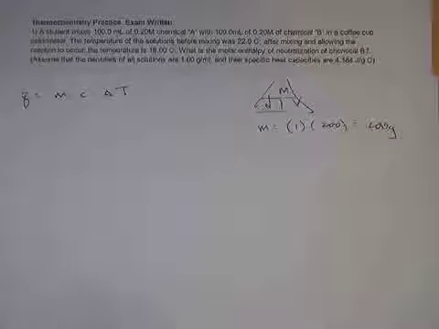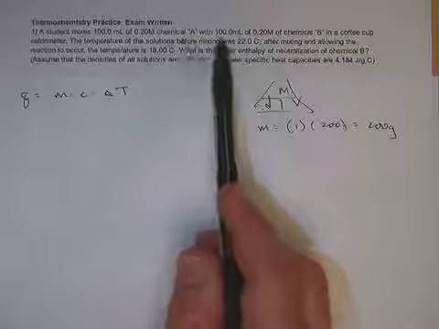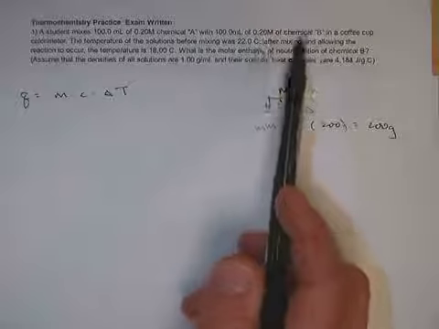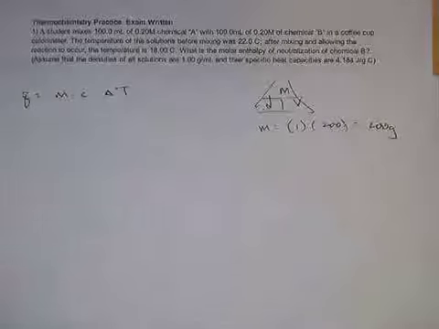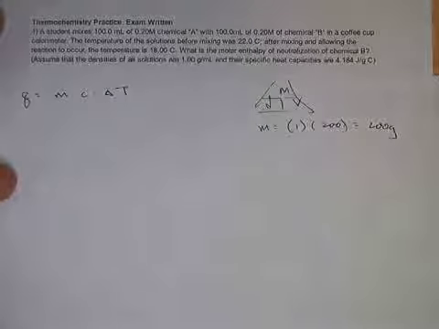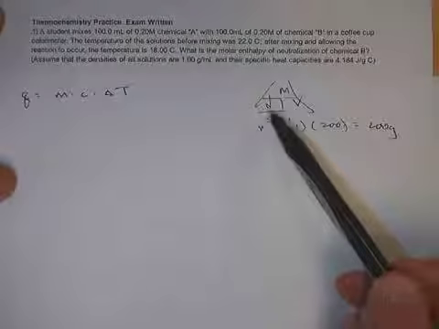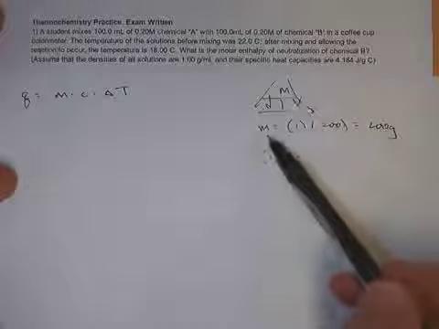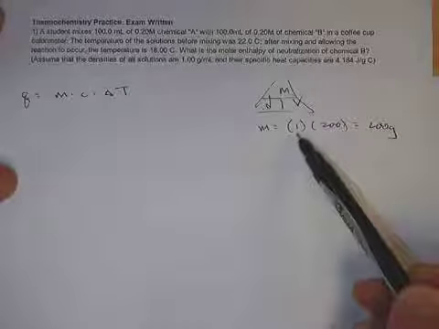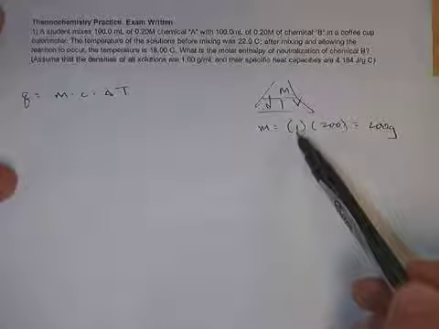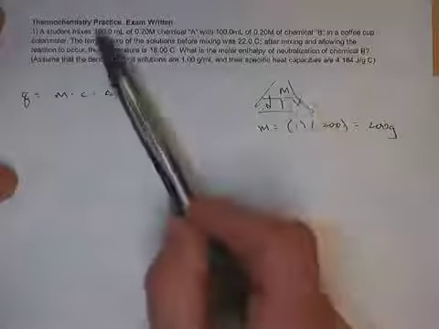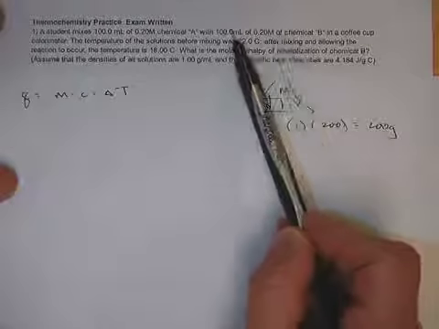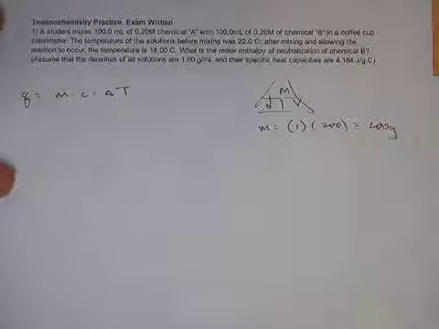In problem number 1, a student mixes 100 milliliters of 0.2 molar chemical A with 100 milliliters of 0.2 molar chemical B in a coffee cup calorimeter. To determine the total heat, we use Q equals mc delta T, and to find the mass, we use the density of the solution. Since density is equal to mass divided by volume, the mass would be equal to 1 for the density of water, or we're assuming the solution is the same, times 200, because there are 100 milliliters of each solution, for a total of 200 grams.